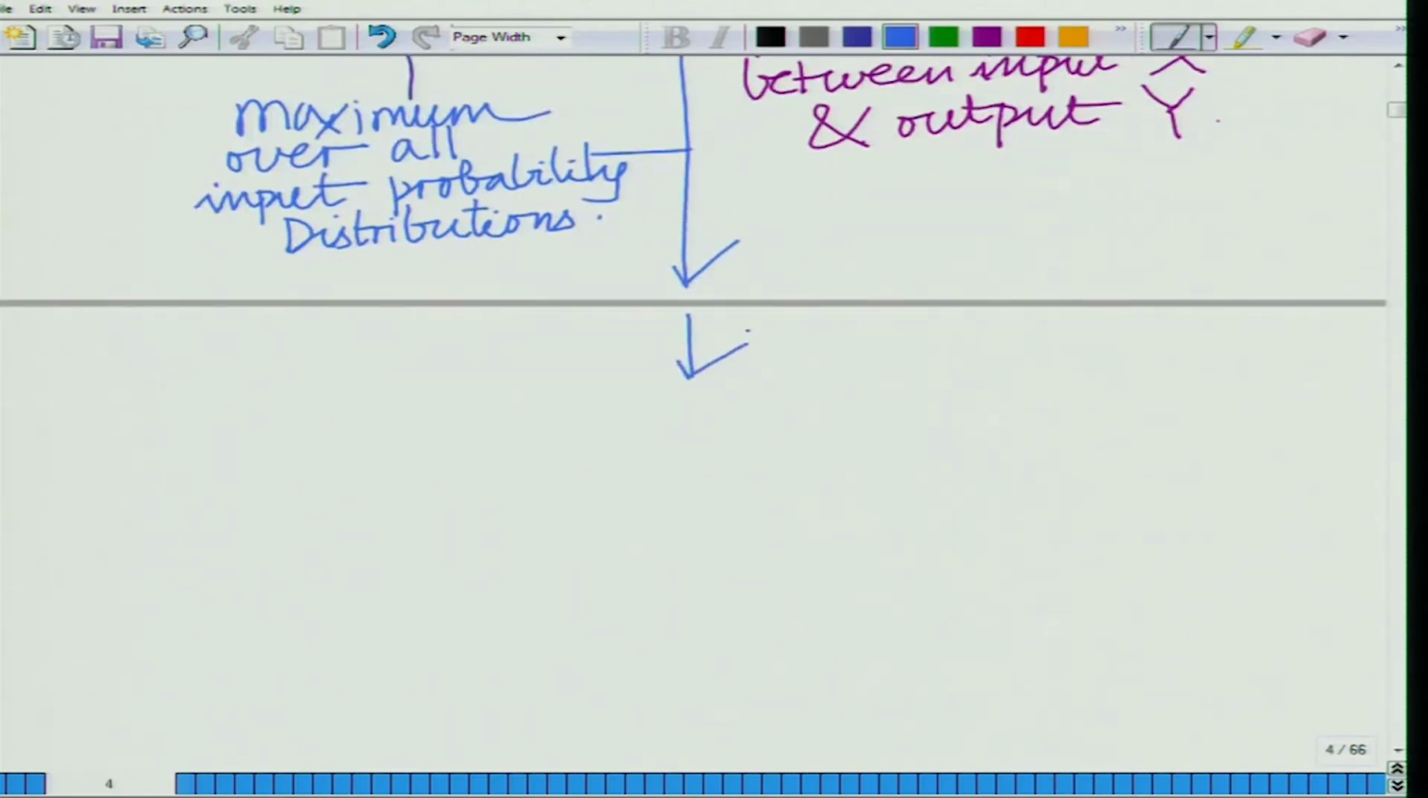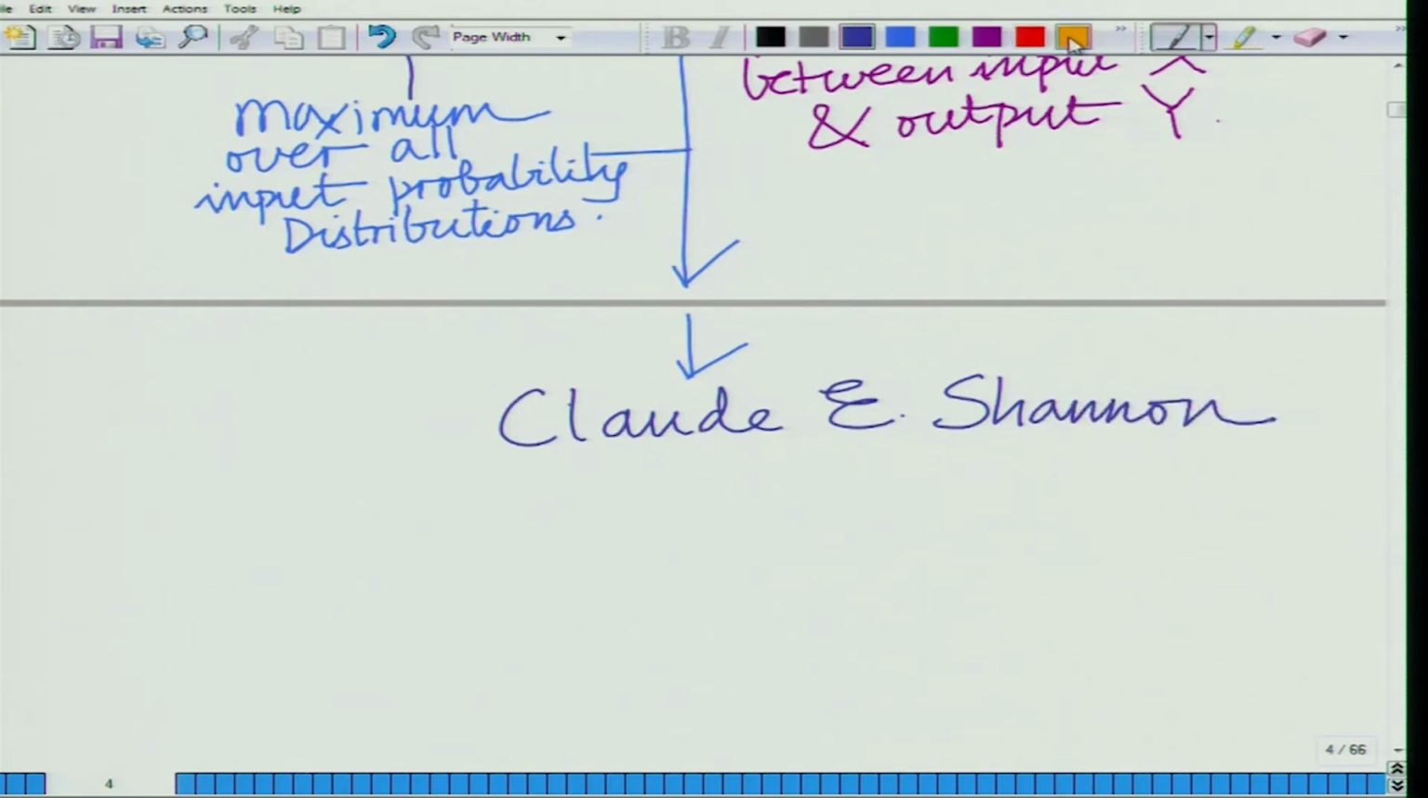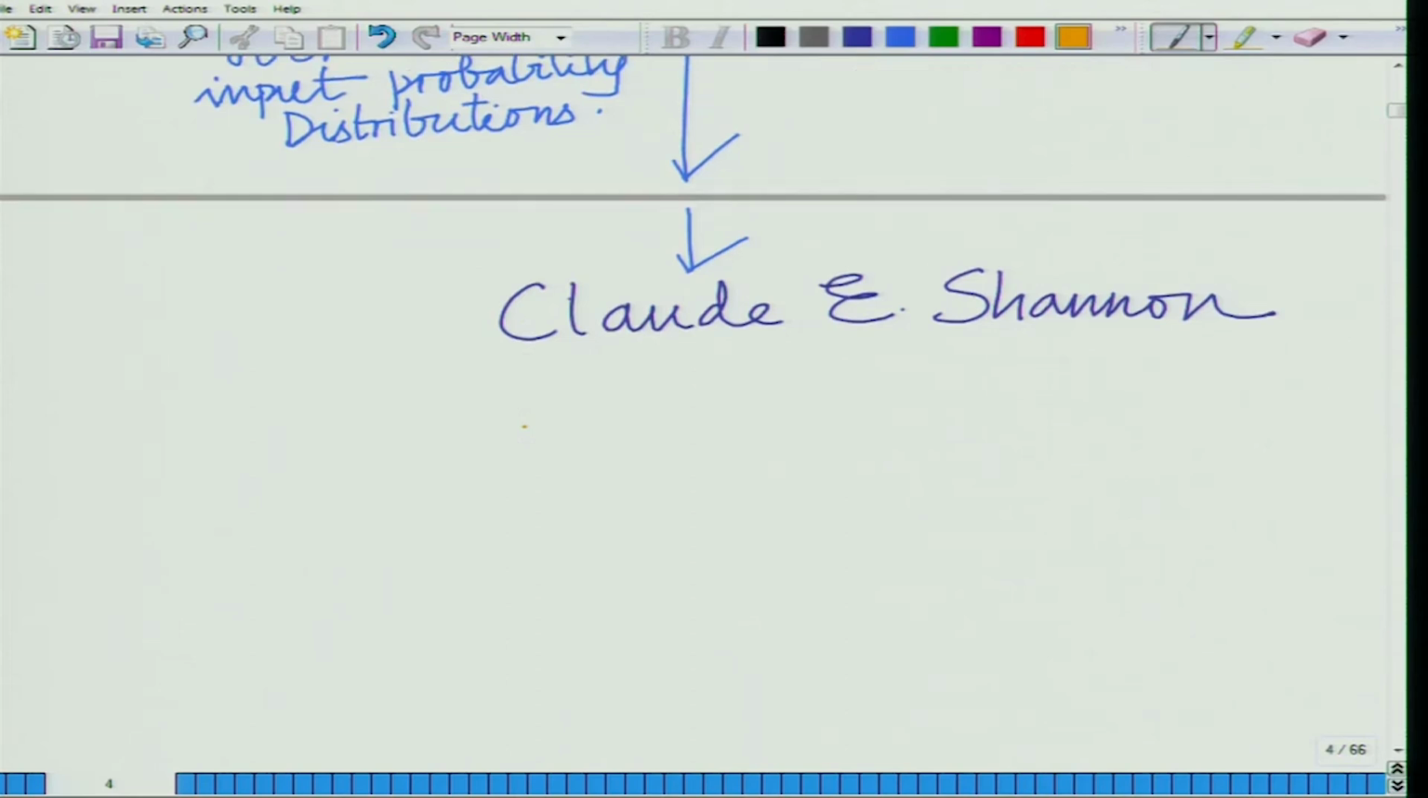So, this result is due to the well known scientist Claude E. Shannon, and this is Shannon's result on the channel capacity. Shannon, as must be known to many of you, is also known as the father of information theory.